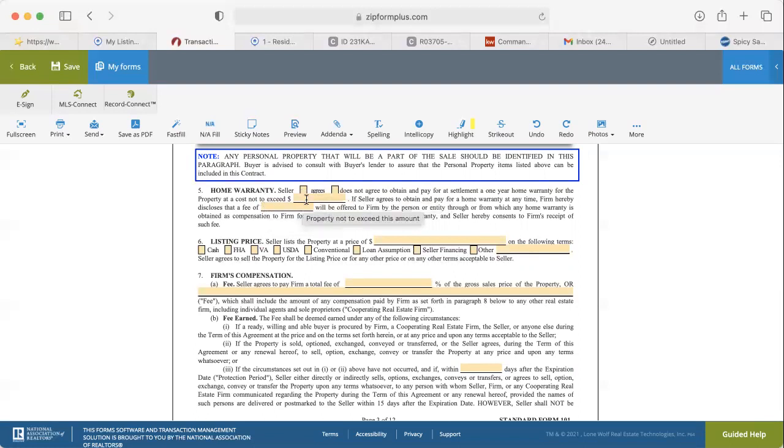The cost would go in this line here, and that would need to include taxes. So if the warranty price is $500, but they charge 7% in tax that has to be paid at closing, then the total that they would agree to pay would be $535.